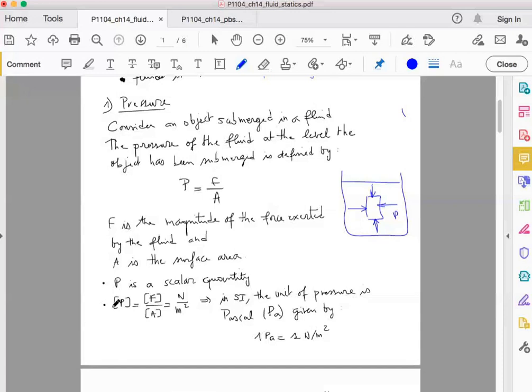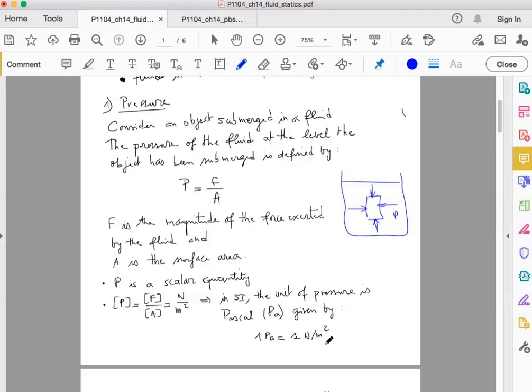You have here what we call dimensional analysis. In this way we can usually find the unit of a given variable. For example, here we are looking for the unit of P, which is equal to the unit of the force F divided by the unit of the area. So it is Newton, the unit of the force, divided by meter squared, the unit of the area. So in the international system, the unit of the pressure is given by 1 Newton per meter squared, which we call Pascal. So usually pressure is expressed in Pascal, and 1 Pascal is 1 Newton per meter squared.